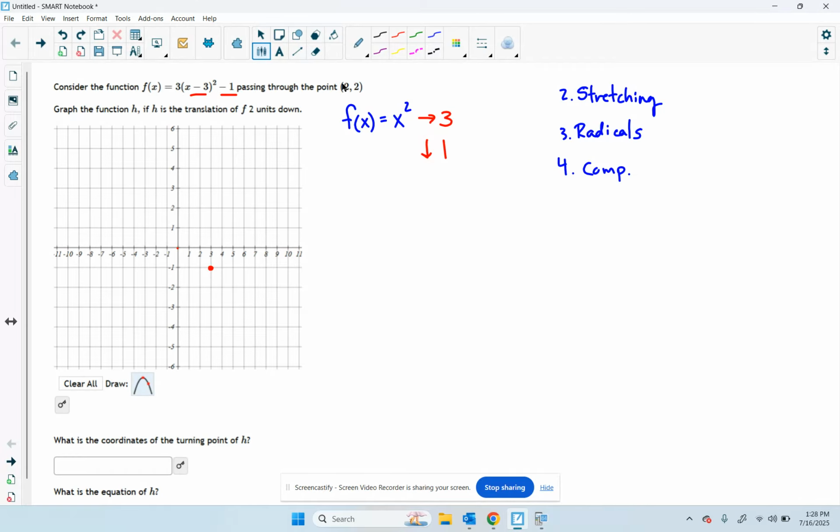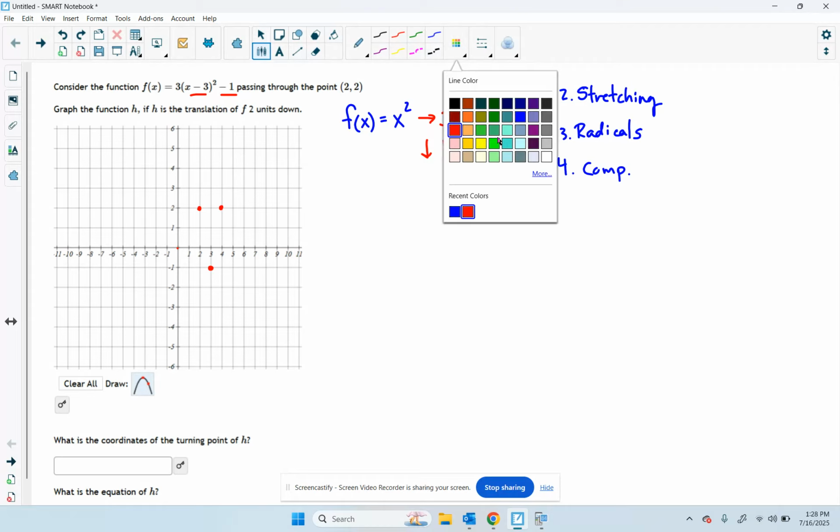So that's why they give you this second point. They say it passes through the point 2, 2. So if I go over 2, up 2, my parabola is going to go through that point as well. So then I can kind of use the fact that parabolas are symmetric, and then I say, okay, well, if it's going through a point that's 1 unit over and 3 units up, it should be going through a point that's 1 unit to the right and 3 units up.